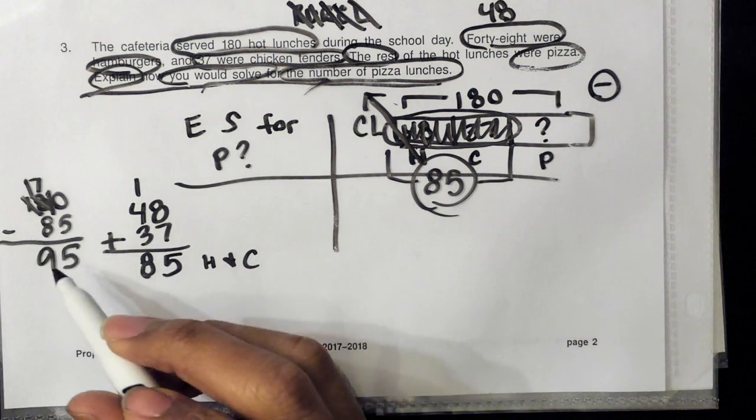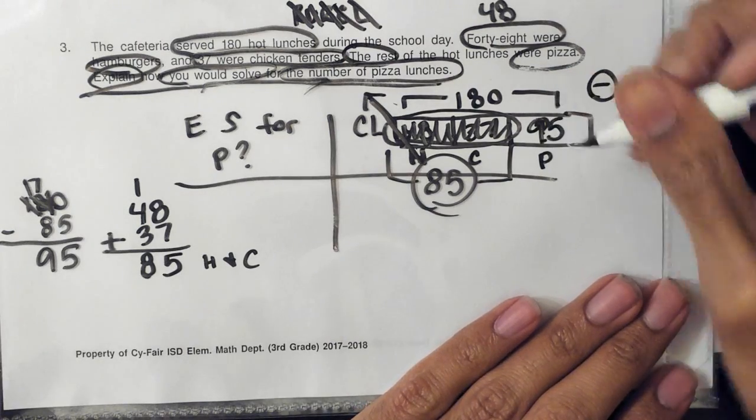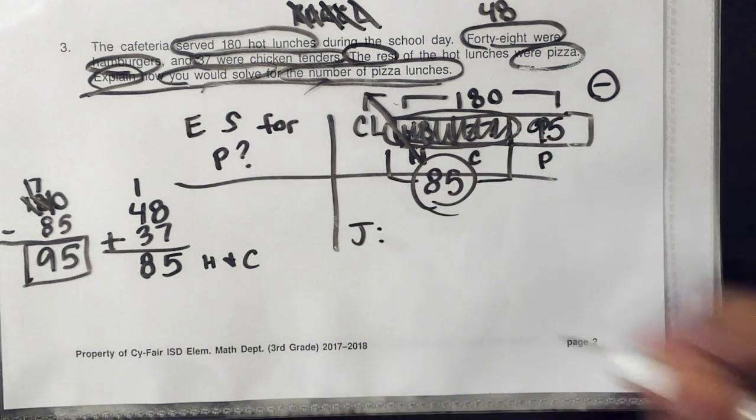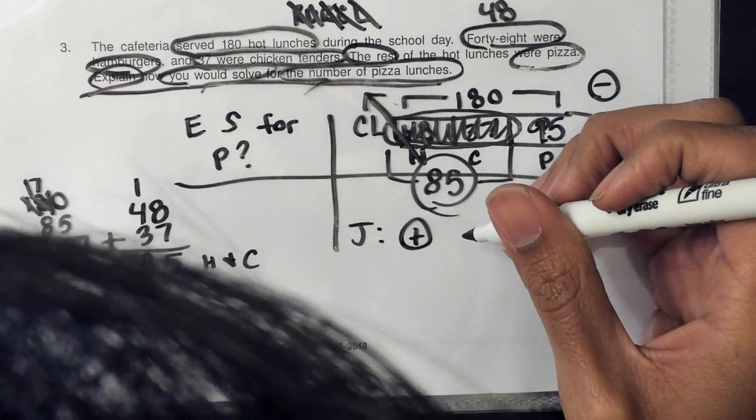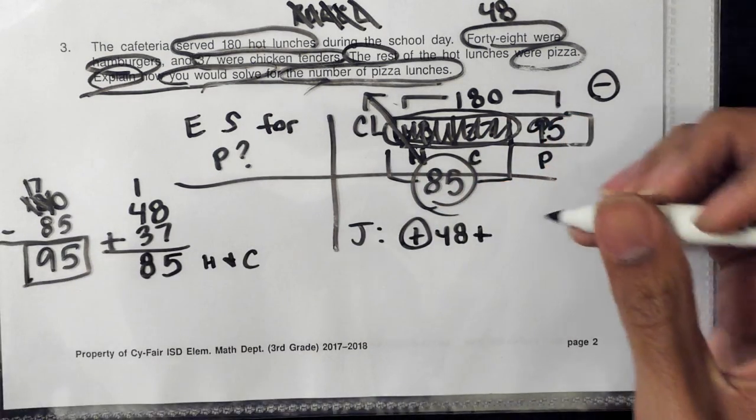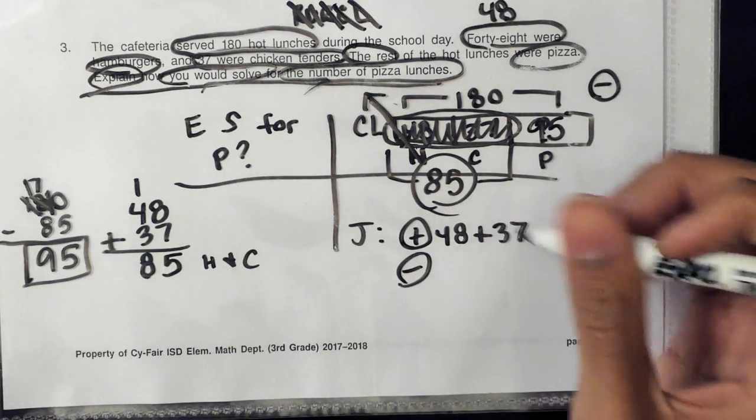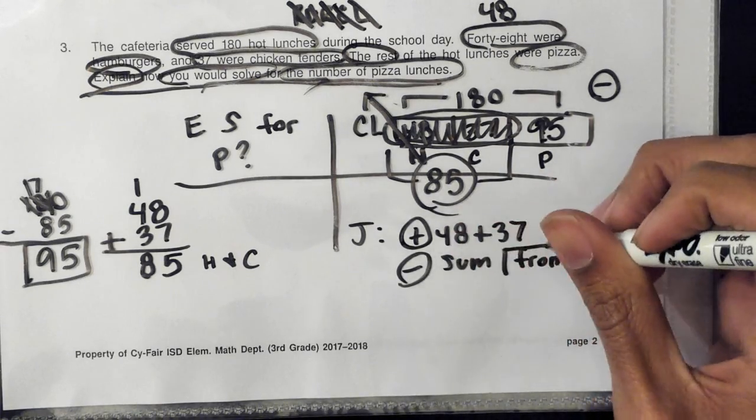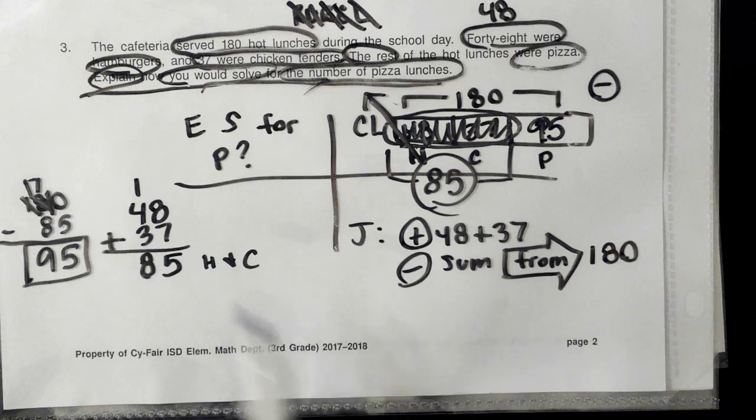So we have 95. And where does that 95 go in our strip diagram? It goes where the question mark is. That's 95 pizzas. So I'm going to box that in. When I justify, I can write down that first I put together 48 plus 37, and then I took away that sum from the total, which was 180.